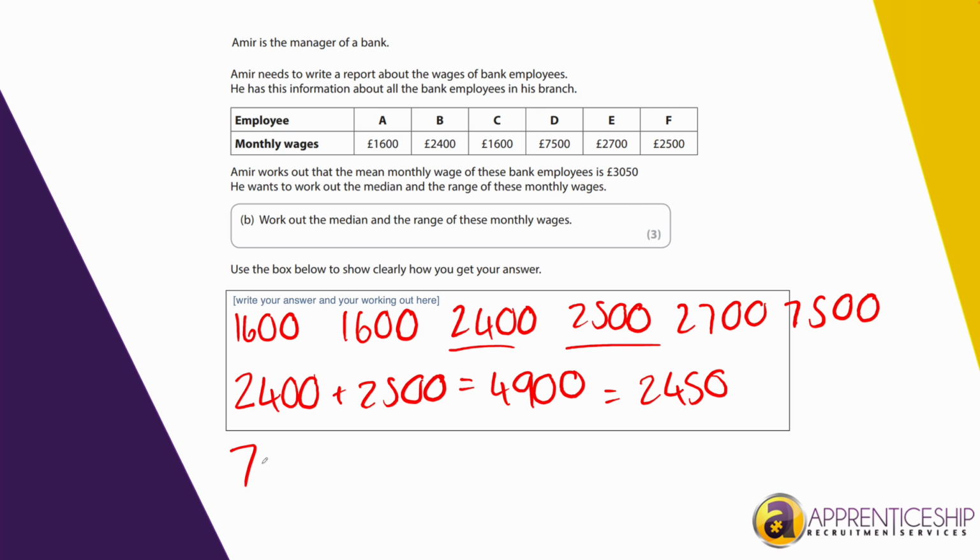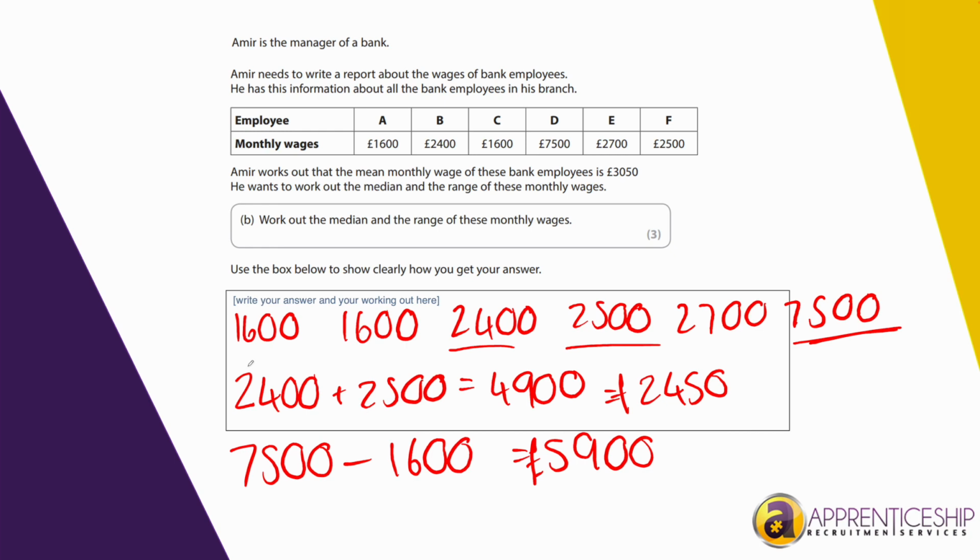So the median is 2450. Okay, the range is going to be the biggest, so 7,500, take away 1,600, which is going to be £5,900. Again, what does that tell you about the data? It tells me that the difference between Big Boss Man up here and the guy down here is vast. The biggest earner is earning £5,900 more than the person that earns the least. So this data is vastly spread. Okay, that's what it's telling me about this data.